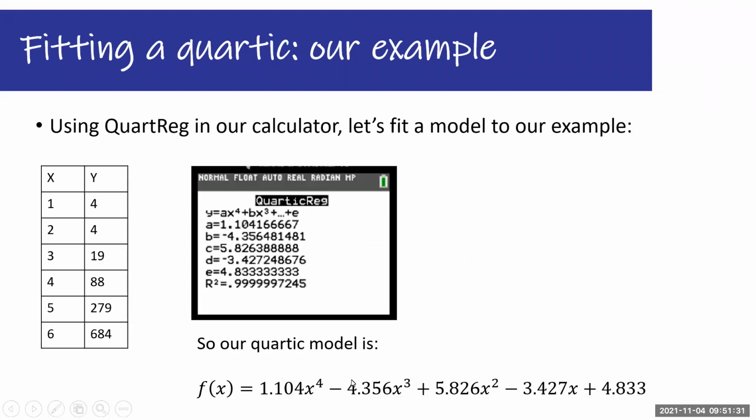So just like before, we're going to enter our data into our calculator. This is L1, this is L2. And you're going to do the calc quartic reg. Now it's going to give you A, B, C, D, and E because you have 5 coefficients. Here we don't see any scientific notation, so we're good. So we're ready to just write our quartic model as below. Remember, it's based on A, B, C, D, and E.